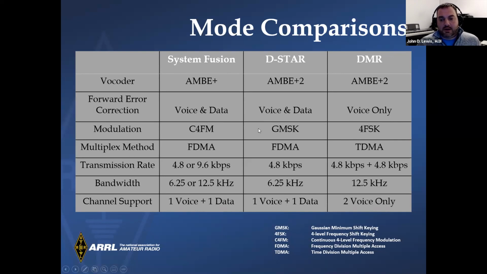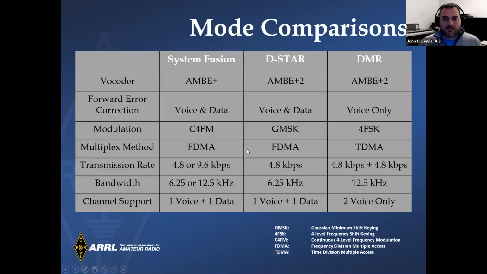Multiplex method. Okay. System Fusion uses frequency division. Same for D-Star. DMR uses time division. And we'll get to see what the time division turns into. Transmission rates. Okay, so if you think about packet, 4.8 or 9.6 kilobits per second. D-Star uses 4.8 kilobits per second, and DMR can do 2 channels at once, so it'll do 4.8 plus 4.8. That's mostly straightforward.